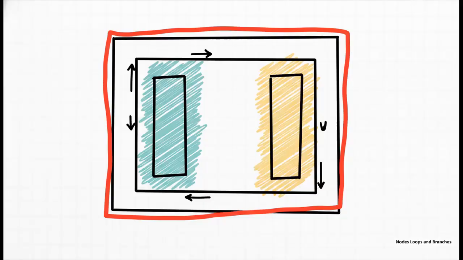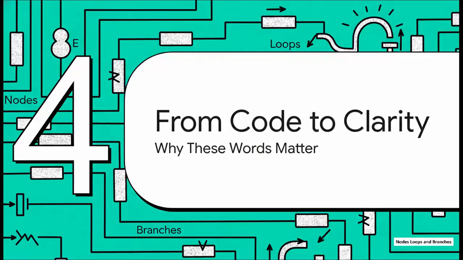But what if we trace the big outer path all the way around? Well, that's definitely a loop, but it is not a mesh. Why? Because it has those two smaller meshes sitting right inside of it. Okay, so there we have it. Branches, nodes, and loops are 3 magic words.